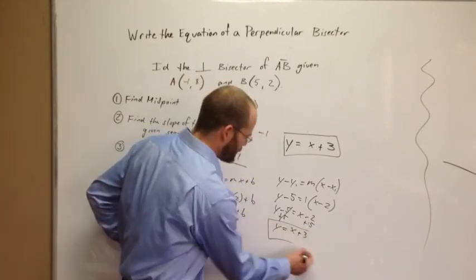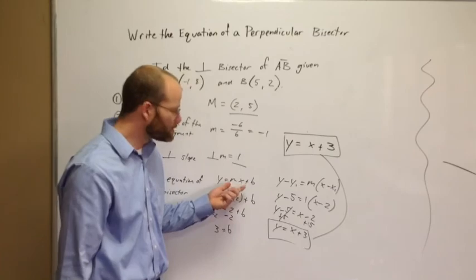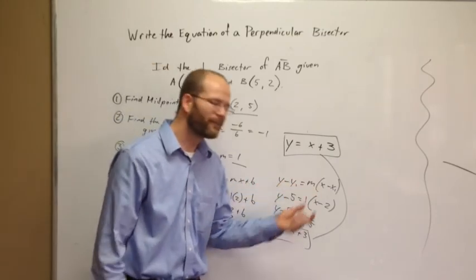Okay, as you can see we end up with exactly the same answer either way. You can use the slope-intercept form, you can use the point-slope form, either way you'll get there.